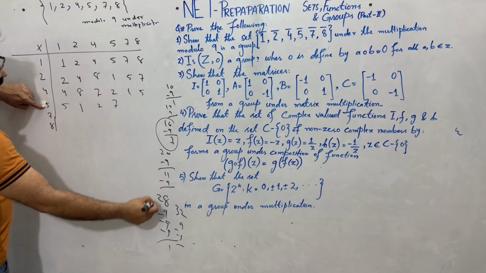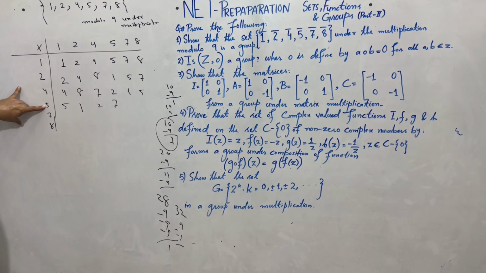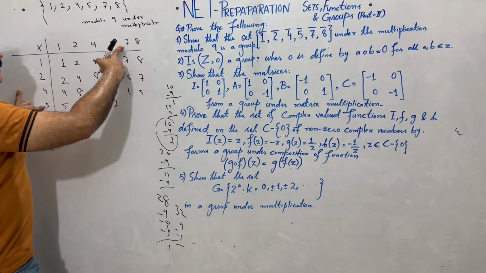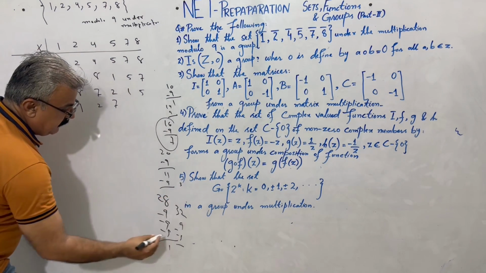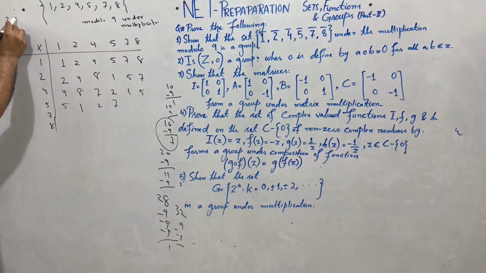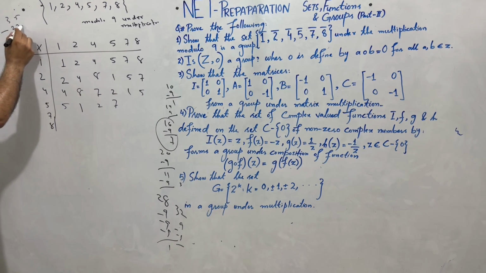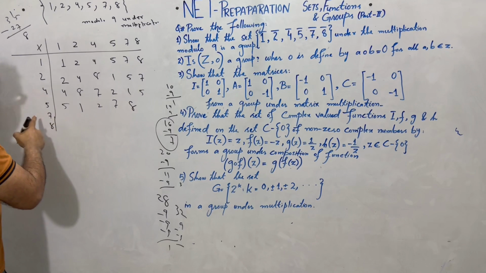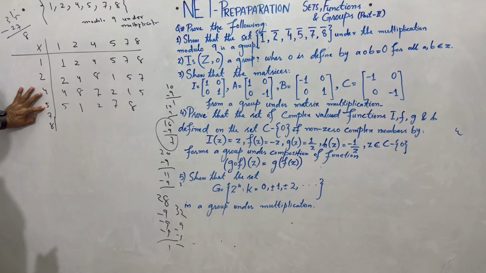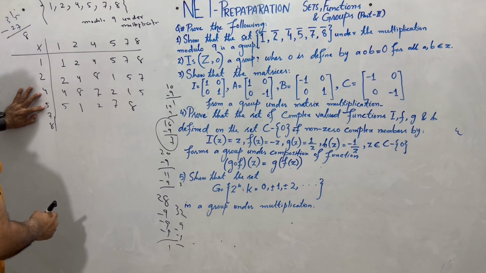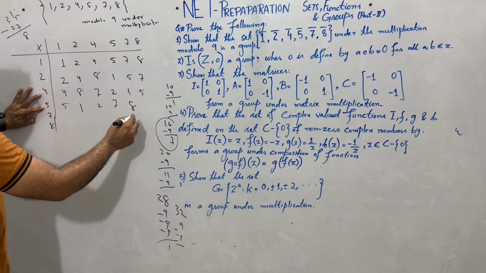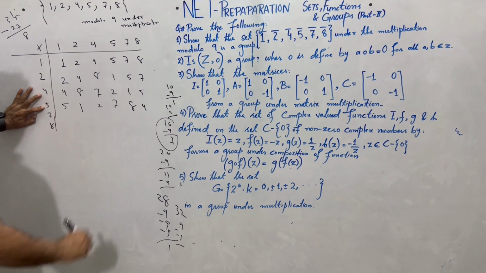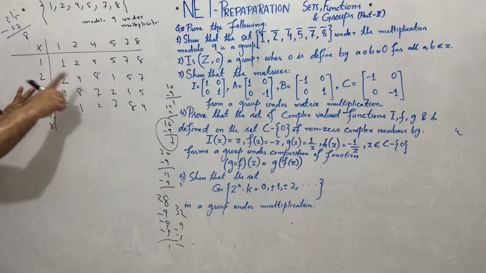5 times 7 is 35. Keep on applying the table of 9. 35 minus 27 gives 8. 8 is the answer in that case. What about here? 5 times 8 is 40. 9 times 4 is 36. 40 minus 36, we will get 4. Nothing repeats.